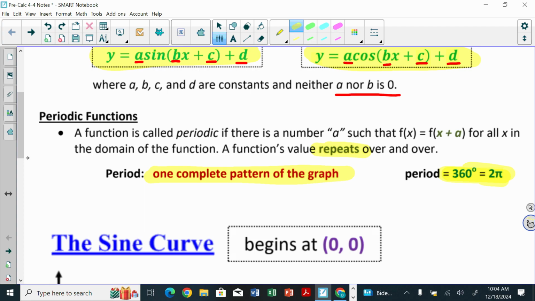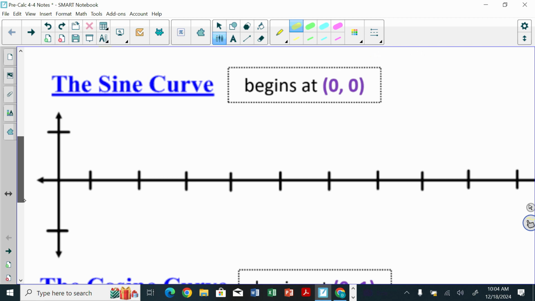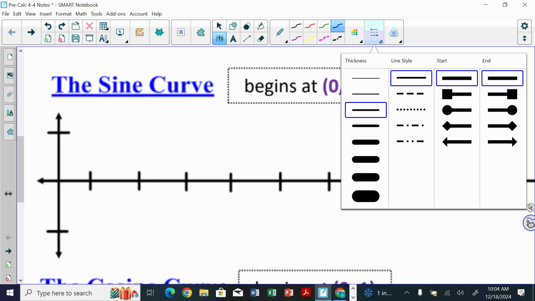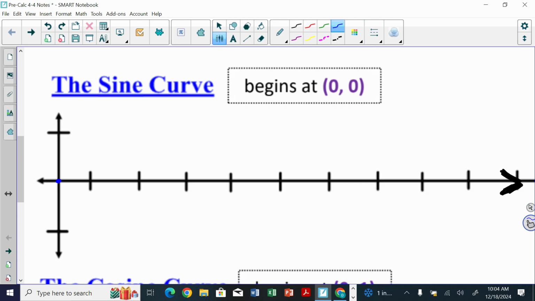Okay, so let's talk about the basic sine curve, and this one begins at 0, 0. I'm just going to put an arrow here on this part of the graph. All right, so we know that it begins at 0, 0. We'll do sine in blue, I guess. And it's going to start here at 0, 0. We know that.